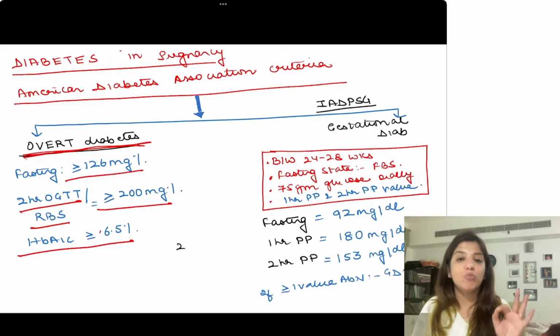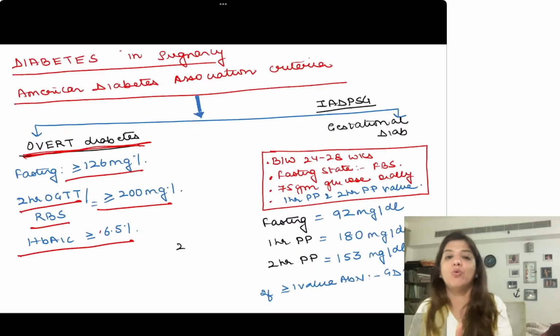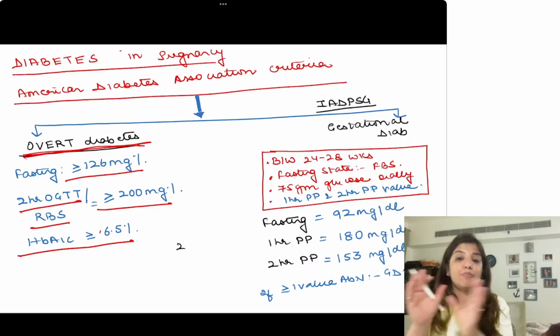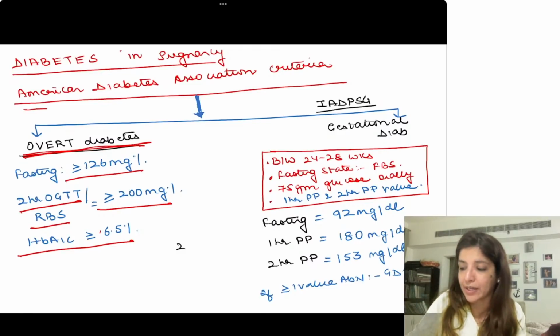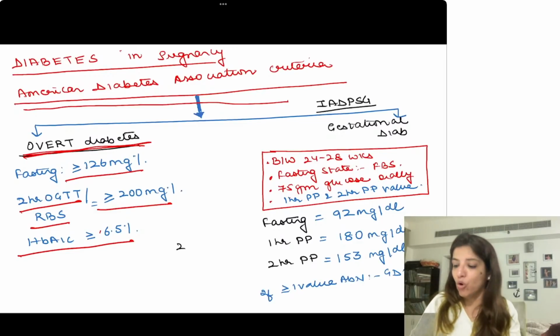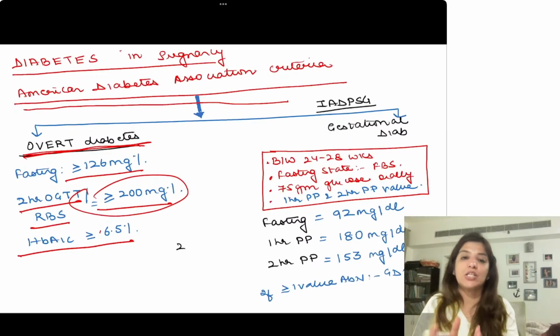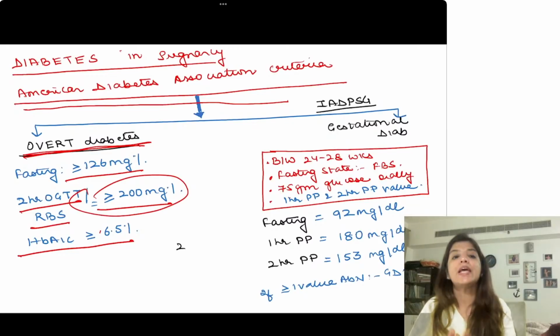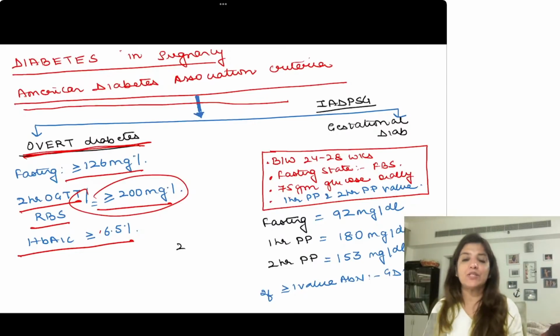So if fasting is more than or equal to 126, 2-hour OGTT value or random blood sugar levels are more than or equal to 200, or HbA1c is more than or equal to 6.5, that is a case of overt diabetes. In our question also, even if we do not go by the DIPSI criteria, even if we go by American Diabetes Association criteria and we see the 2-hour OGTT value, if it is more than 200, we diagnose the patient as overt diabetes, right?